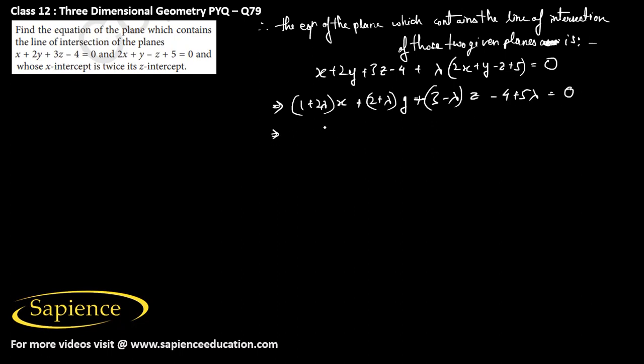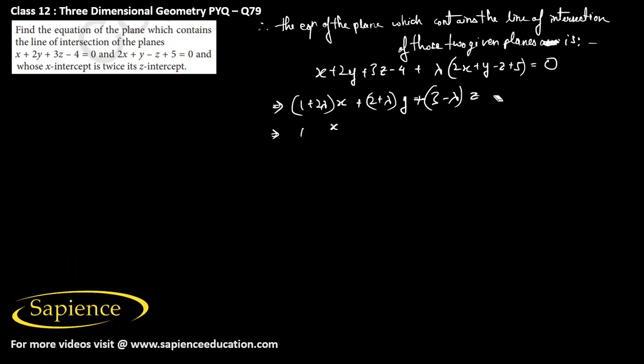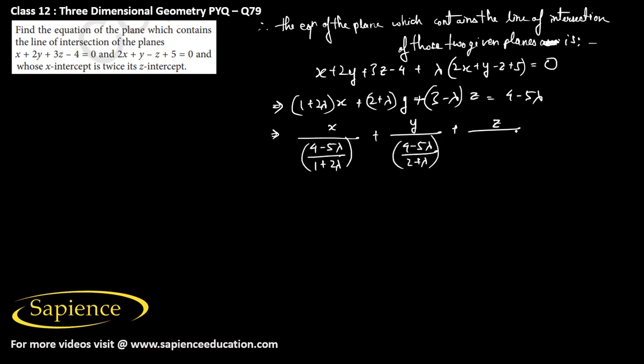So this we can write as, taking the constant to the right hand side, this will be equal to 4 minus 5 lambda. So then we can write it as x by (4 minus 5 lambda divided by 1 plus 2 lambda), plus y by (4 minus 5 lambda divided by 2 plus lambda), and plus z by (4 minus 5 lambda divided by 3 minus lambda), that is equal to 1.